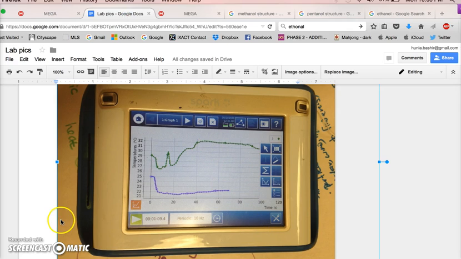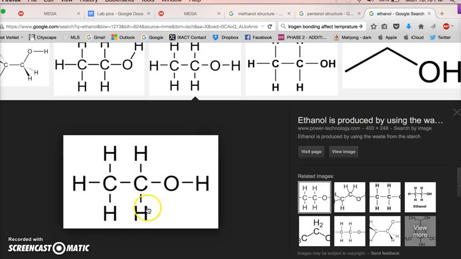Now these were the results from the experiment, and this is how the graph looks. As we can see, it is the green line which shows the greatest temperature change. Now we were able to determine the green line to be ethanol. The reason being, when we look at the structure of ethanol, we notice that it only has a few intermolecular forces, that being the hydrogen bond and the dipole-dipole.